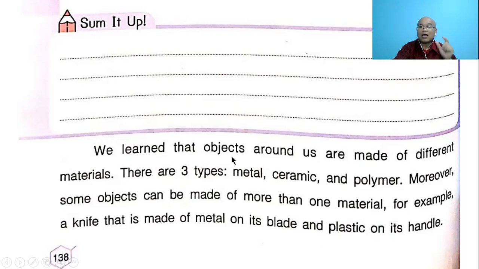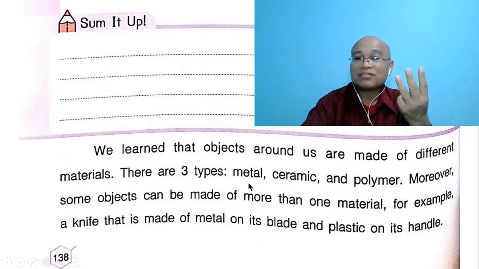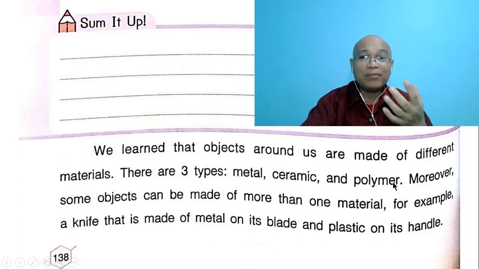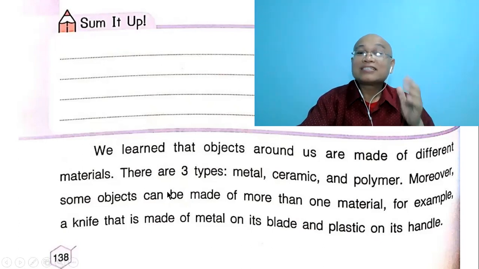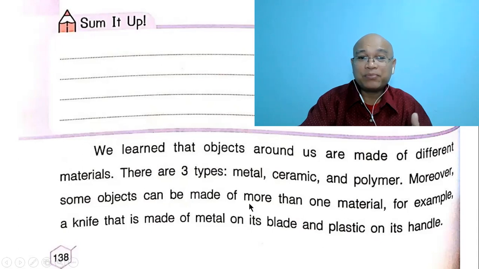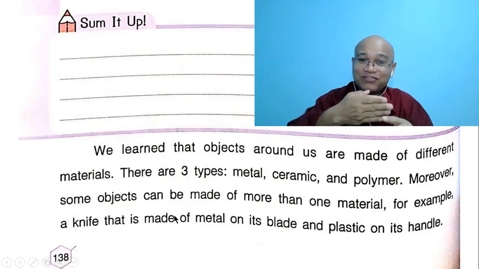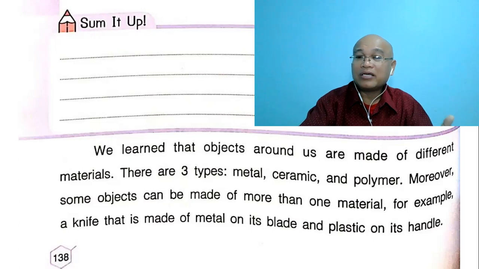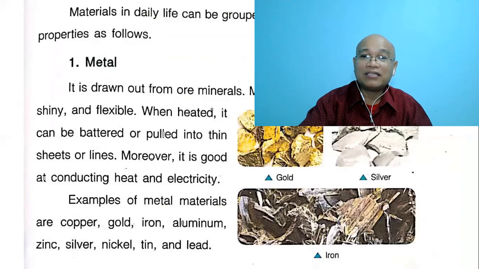We learned that objects around us are made of different materials. And so, for example, in this lesson, we can see there are 3 types: metal, ceramic, and polymer. Moreover, some objects can be made of more than one material. For example, a knife that is made of metal on its blade and plastic on its handle. All right, now let's go to the next page.